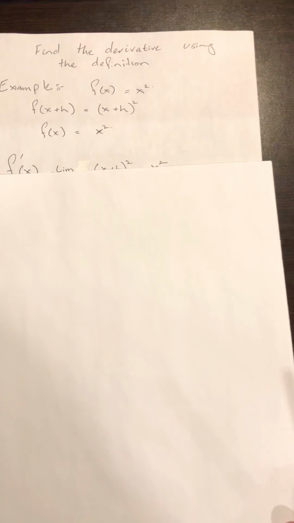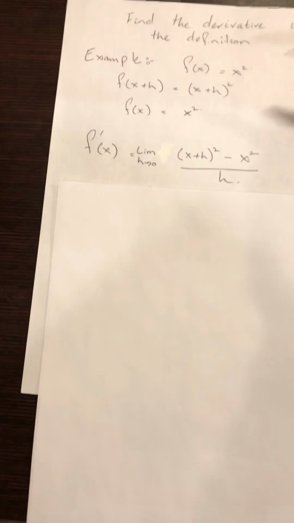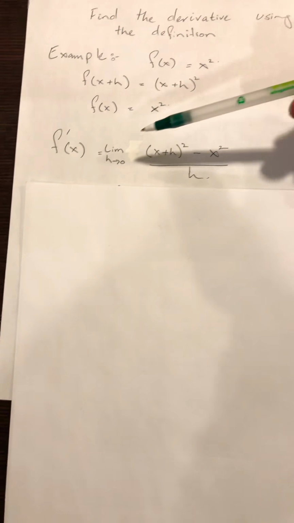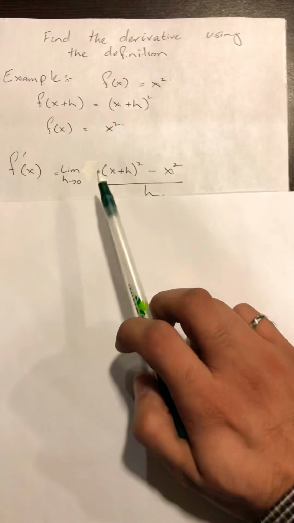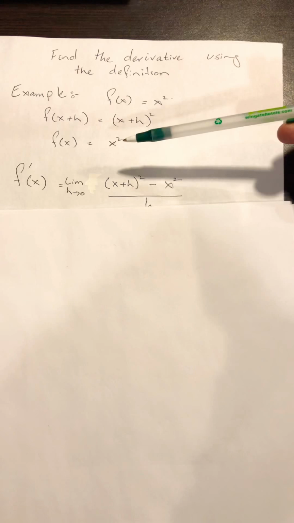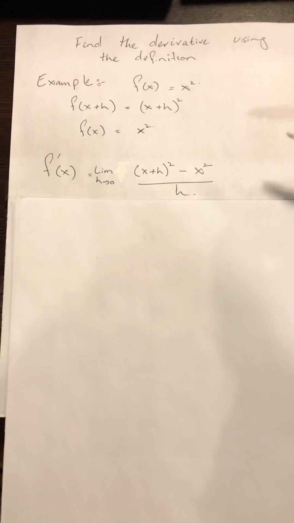So our definition of the derivative will be as follows. The prime here means the first derivative, which is equal to the limit as h approaches 0 of our f of x plus h, whatever we found, we substituted over here, minus our function right here, all divided by h. So we have that.